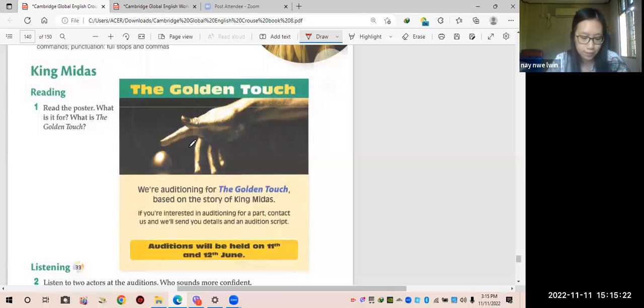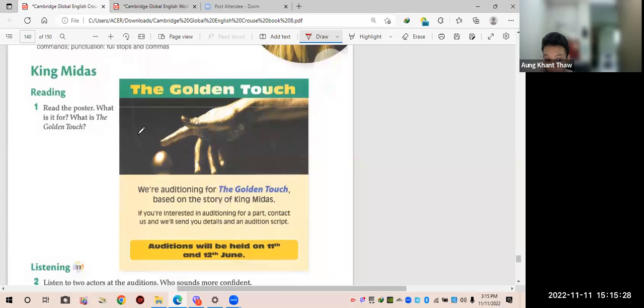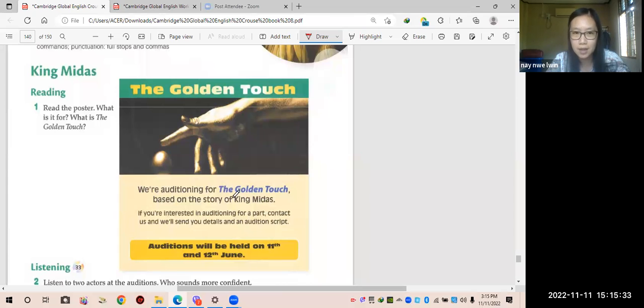So what is it for? It is for the audition. Yes, it is for the audition, right? Because we are auditioning for the golden touch, so this poster is for the audition. Yes, correct. So according to this poster, what is the golden touch? Can you say just by looking at the poster, what is the golden touch?